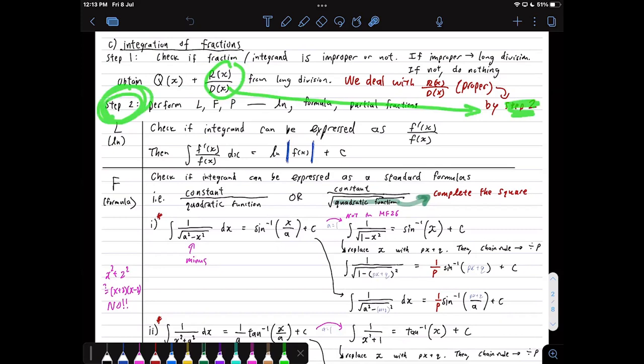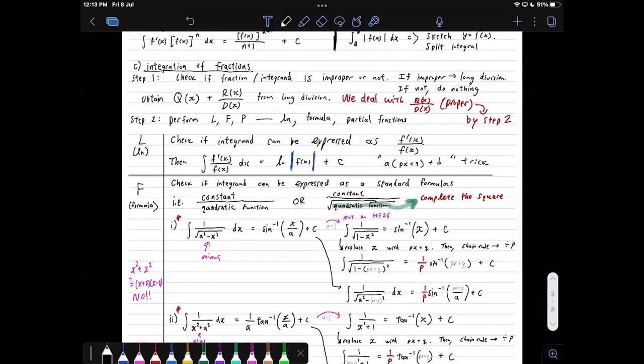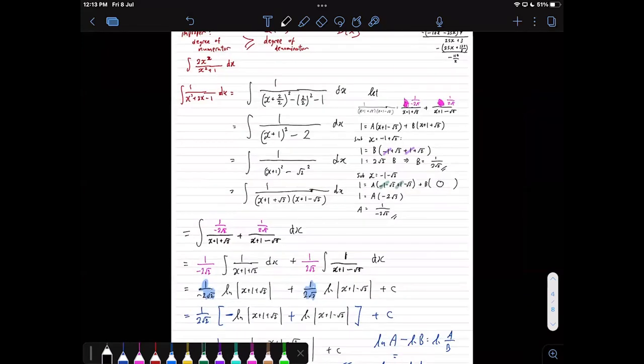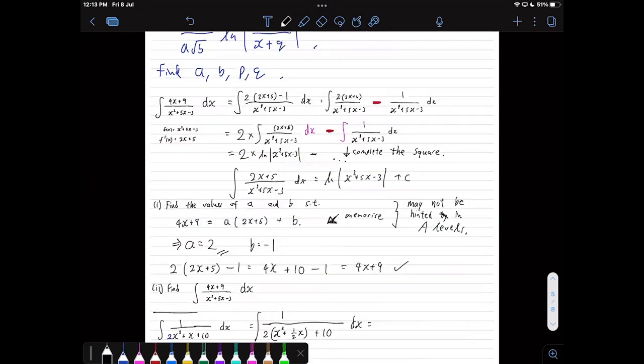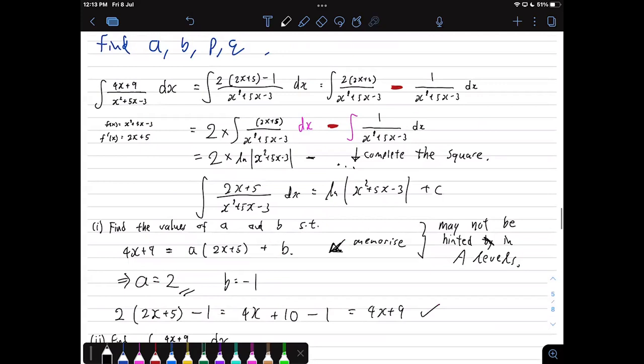Step 2 is LFP, ln formula partial fraction. Ln means you can use reverse chain rule, f prime x over f of x. You get ln of modulus f of x. Part of this is the trick you need to know, the a times px plus q plus b trick, which I have already shown you in the example. 4x plus 9 rewrite as 2 times of 2x plus 5 minus 1.